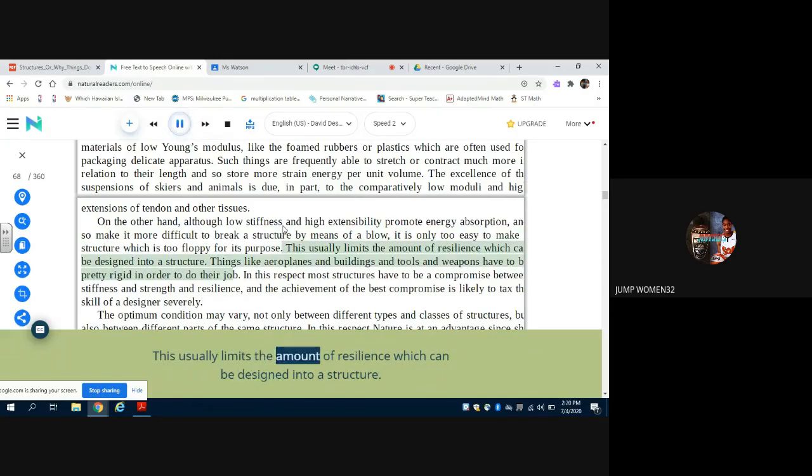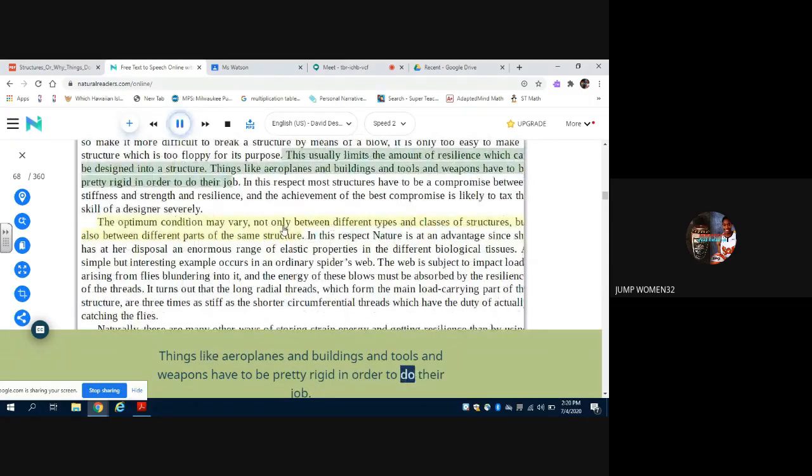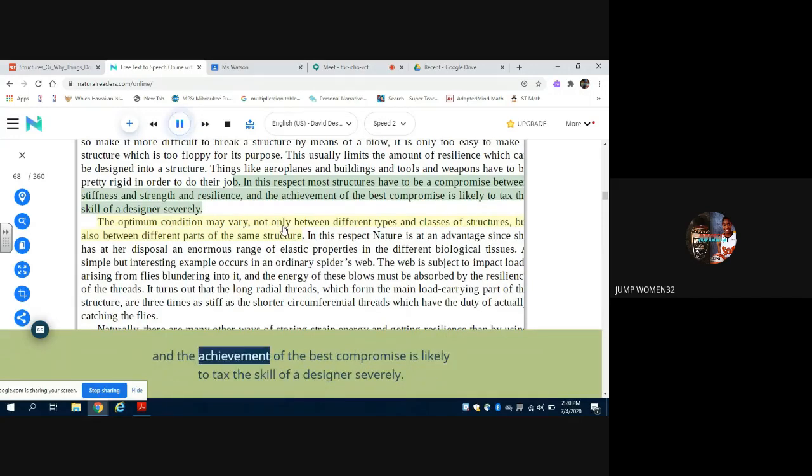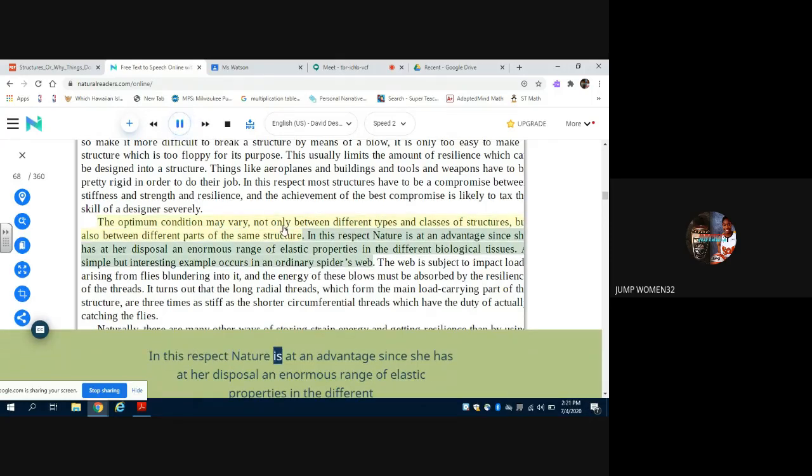This usually limits the amount of resilience which can be designed into a structure. Things like airplanes and buildings and tools and weapons have to be pretty rigid in order to do their job. In this respect, most structures have to be a compromise between stiffness and strength and resilience, and the achievement of the best compromise is likely to tax the skill of a designer severely. The optimum condition may vary, not only between different types and classes of structures, but also between different parts of the same structure. In this respect, nature is at an advantage since she has at her disposal an enormous range of elastic properties in the different biological tissues.